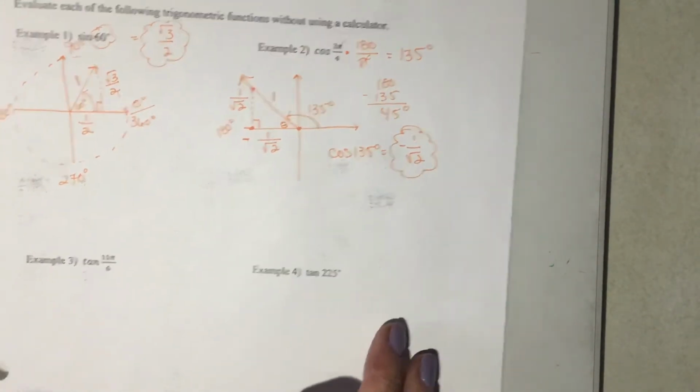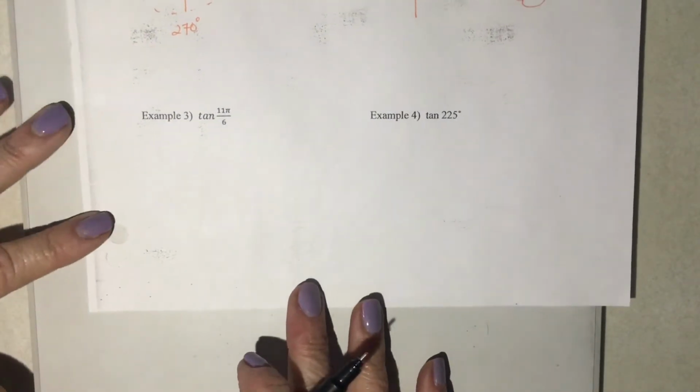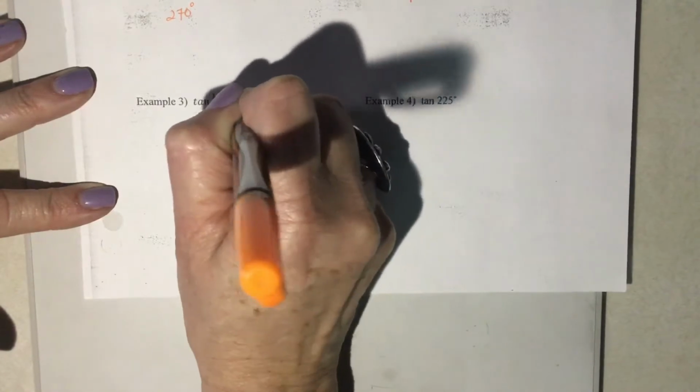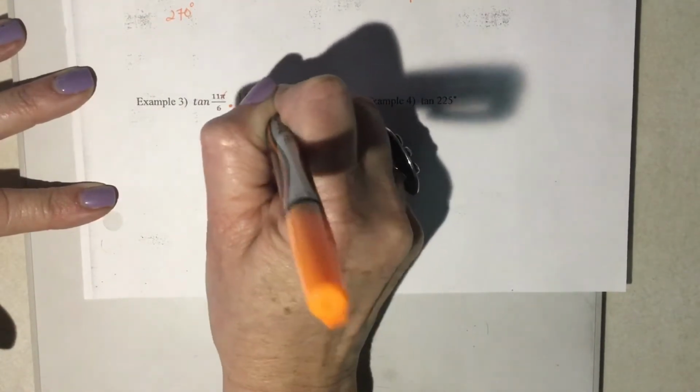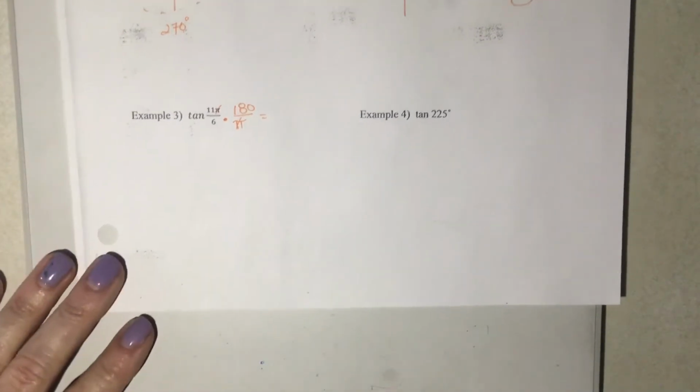Okay, number 3. Tangent, 11 pi over 6. And just like we had with number 2, our first step was multiplying to get rid of the radian measure and get it into degrees. So on your handy dandy calculator, take 11 times 180 over pi.